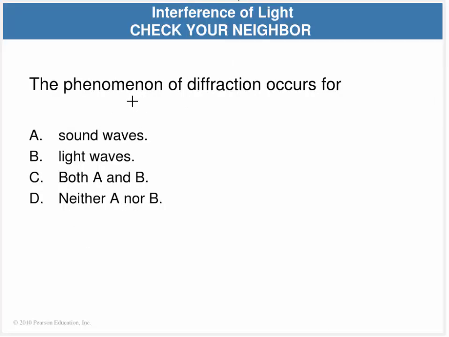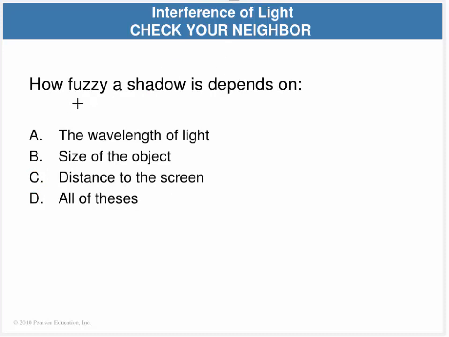Just a quick little check with your neighbor here. When does diffraction occur? I've already said this, but it's going to occur for both sound and for light. Now, how fuzzy the shadow is going to depend on the wavelength of light. It's going to depend on the size of the object and the distance to the screen, so it's going to depend on all of these.